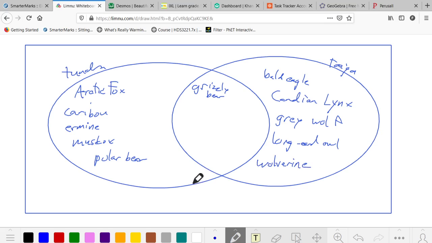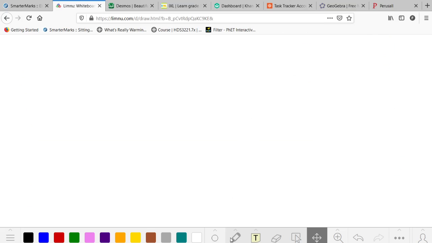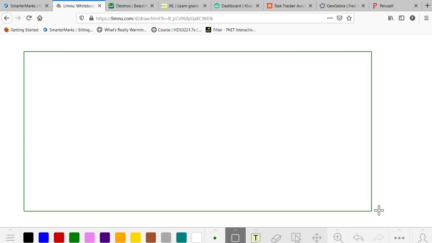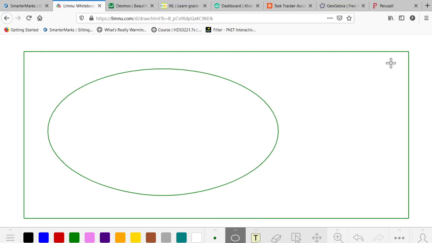So the union of the 2 sets is everything we see here: Arctic fox, caribou, ermine, muskox, polar bear, grizzly bear, bald eagle, Canadian lynx, gray wolf, long-eared owl, and wolverine. And the intersection is just the grizzly bear. Part B is to draw the Venn diagram that we drew to help with part A. Now, question 3. Consider the following 2 sets. Part B is going to be draw the Venn diagram, but we will do that right off the bat to help with part A.